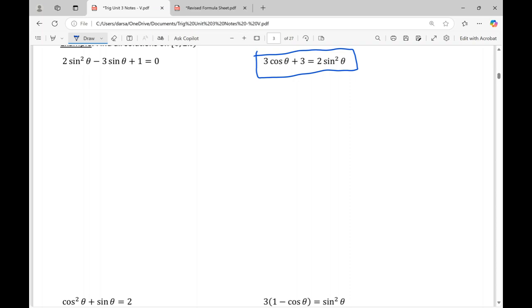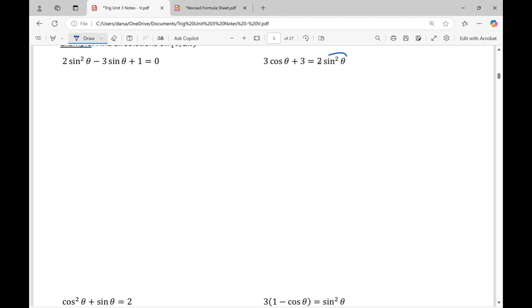Sometimes when you go to solve a trigonometric equation, you'll notice that you have different trigonometric functions mixed up together. So in this question, we have cosine and we have sine. So simply solving by factoring or solving for one trigonometric function isn't possible. So we're going to need to use some of our past information.